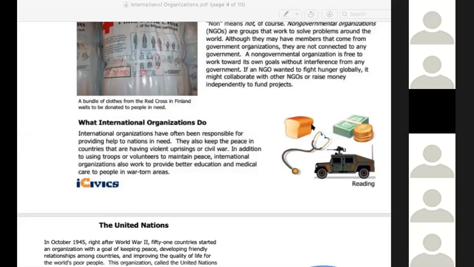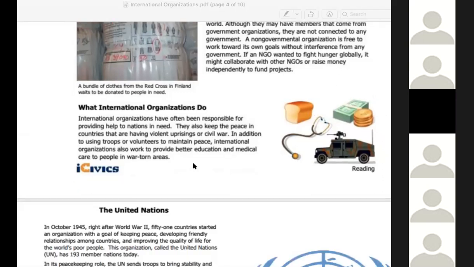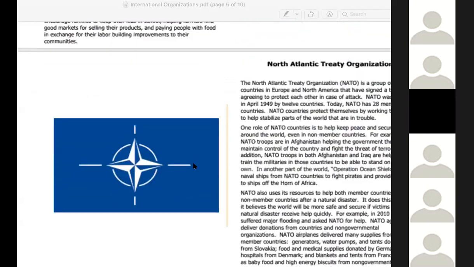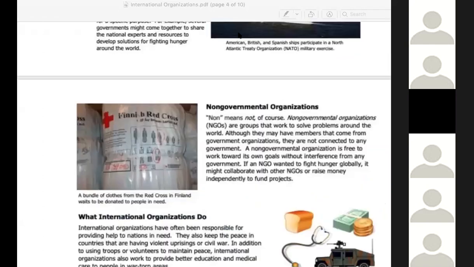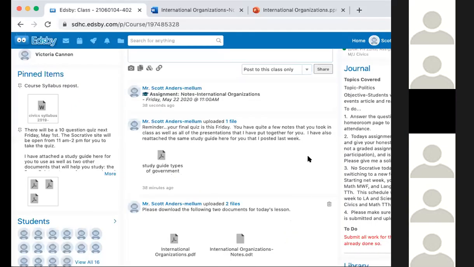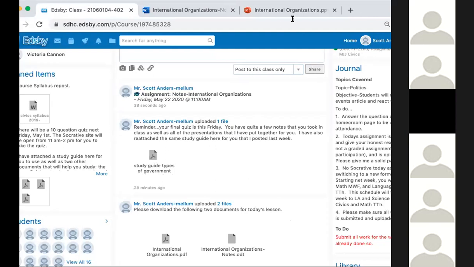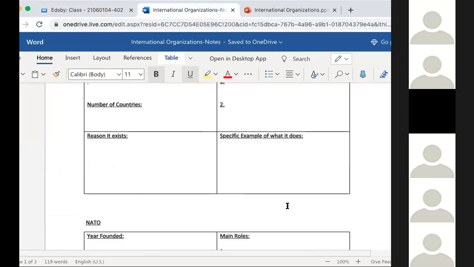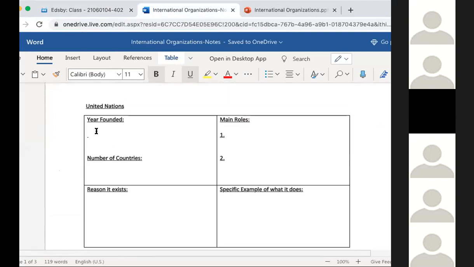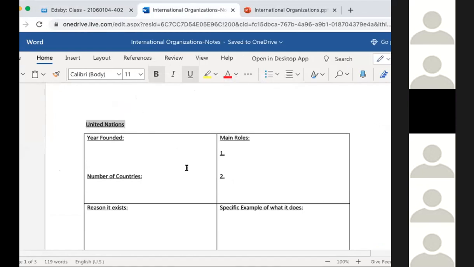All right, fairly simple. And here's what we're gonna do. If you look, you notice that there's a whole slew of different international and non-governmental organizations. There's actually 6 of them. You should have a document that looks something like this. For each one, it's the same thing. You're gonna tell me the year that they were founded, the number of member countries, the reason it exists. Why does the United Nations exist? What is the purpose of it?